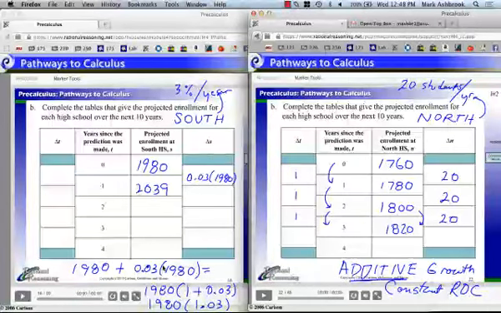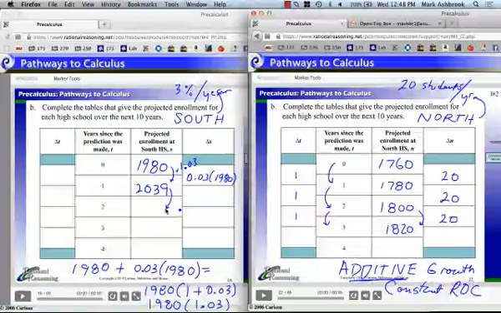So now, you can do the same thing. Increase 2039 by 3%, add it to 2039, all the math works out. So again, in order to get, so this is what? This is times 1.03.